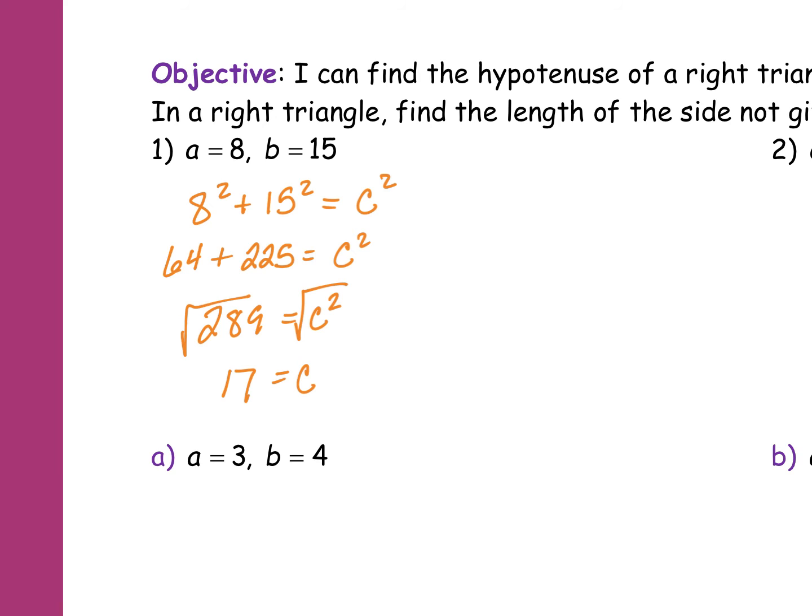What is it called on your cell phone? Let me come look. You're going to do the square root and then 289. The square root with the 2 in it on your phone. Square root 289.